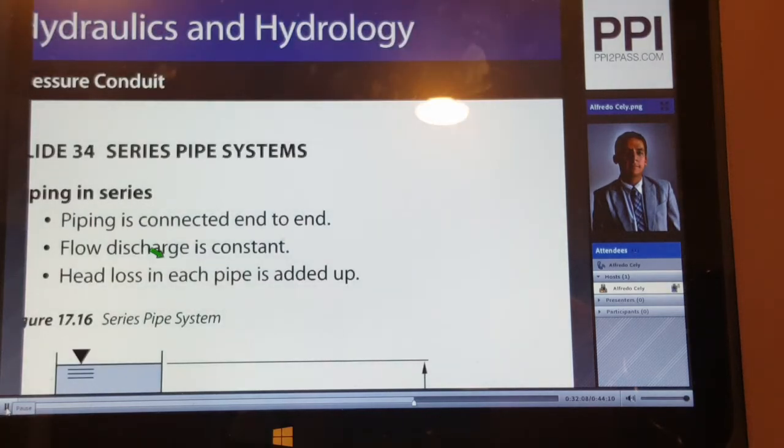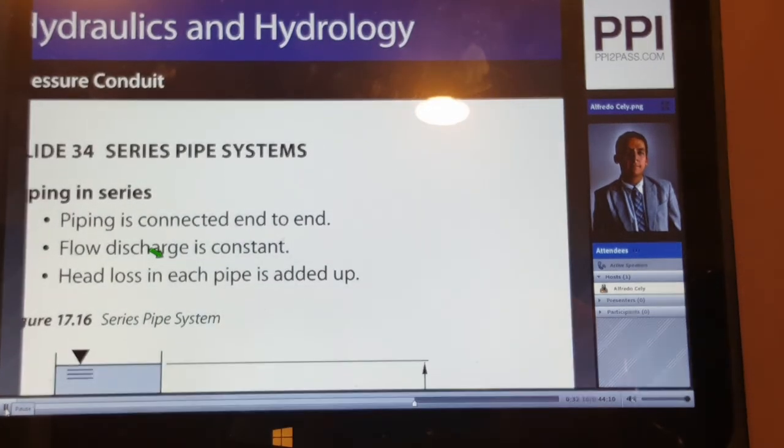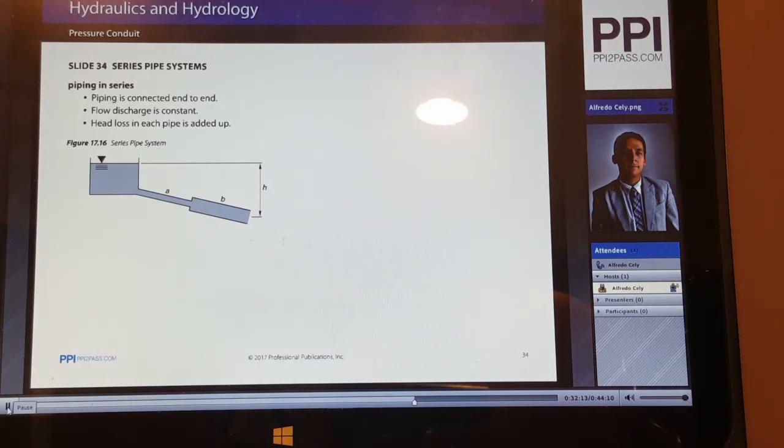Now let's look at pipe systems in series. And let me fit the page so we can see the entire slide. Piping in series is when pipes are connected from one end to the other. So the ending of one pipe segment needs to be the starting of the next pipe segment. In piping in series, the flow discharge is constant through all the segments of the pipe. That is our continuity principle. And the loss in each pipe is added up.